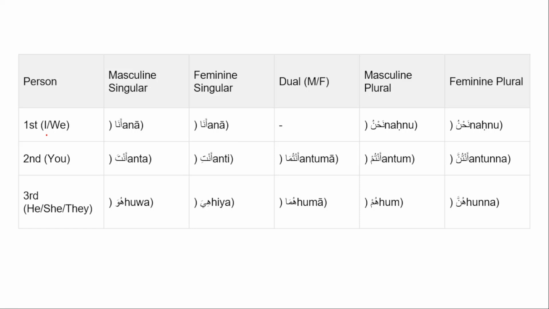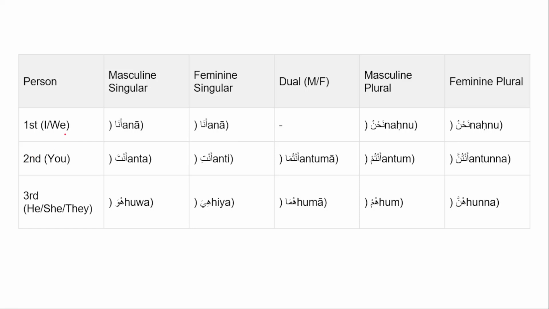Third person is someone who is not present in my conversation. If I'm talking about someone who is not present in front of me, that person is considered third person. For example, we have he, she, they. Huwa is he, hiya is feminine, so she, huma is for two people, and hum is for more than two people. So it's a very logical structure here, and you should be able to understand all of them.